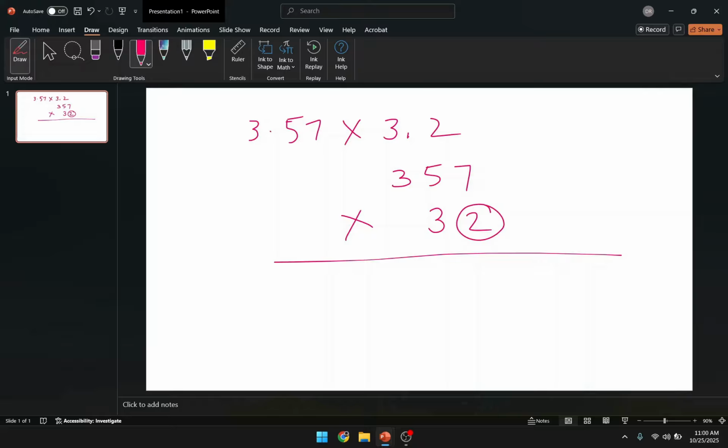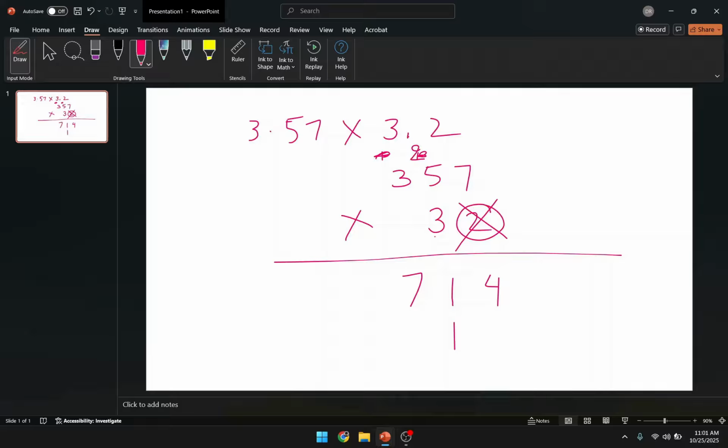2 times 7 is 14. There is a carryover of 1. 2 times 5 is 10. There is a carryover of 1. So 10 plus 1 is 11. 2 times 3 is 6 plus 1 is 7. I'm done with this. Let's erase these carryovers. 3 times 7 is 21. Where should I write 21? Write it here.